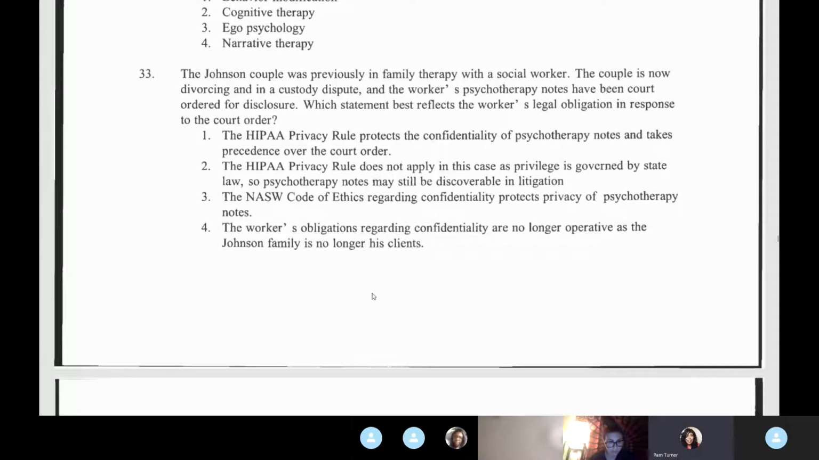This is number 33. The Johnson couple was previously in family therapy with a social worker. The couple is now divorcing in a custody dispute, and the worker's psychotherapy notes have been court-ordered for disclosure. Which statement best reflects the worker's legal obligation in response to the court order? So before you answer that, someone tell me, what does the Code of Ethics say about reacting to a court order?